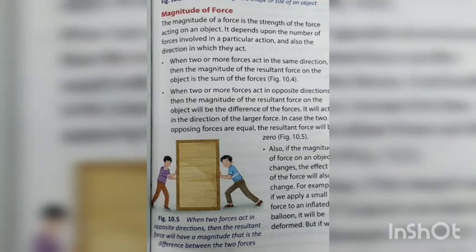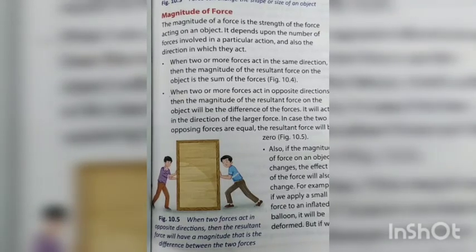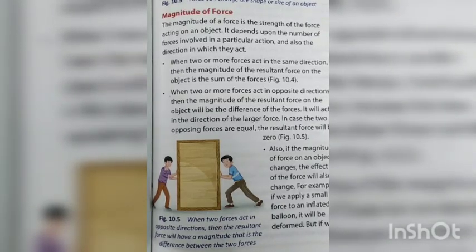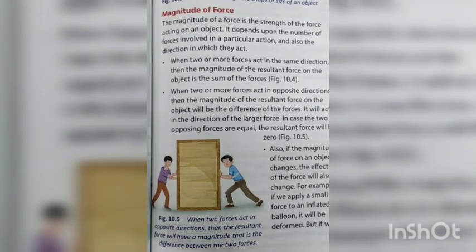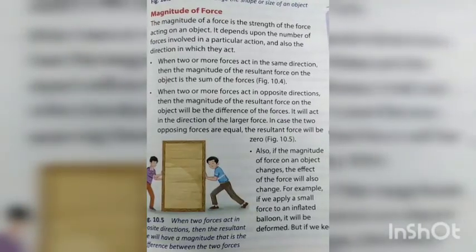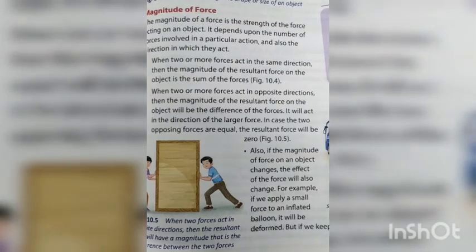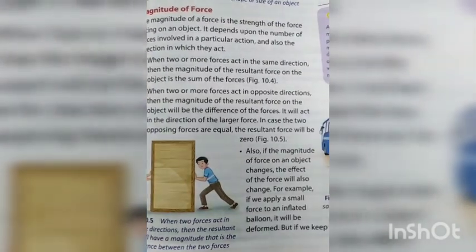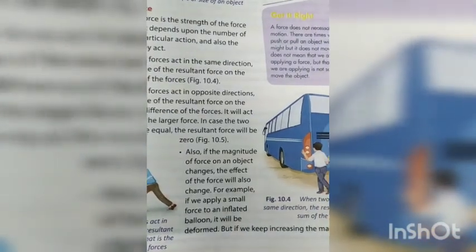First one is when two or more forces are in the same direction, the magnitude of the force will be the sum of the forces. The second case, when two or more forces act in the opposite direction, the magnitude of the force on the object will be found out by subtracting the first force from the second force. That is the difference between the forces. Then the third case, we have seen that the magnitude of the force on an object changes if the force changes.